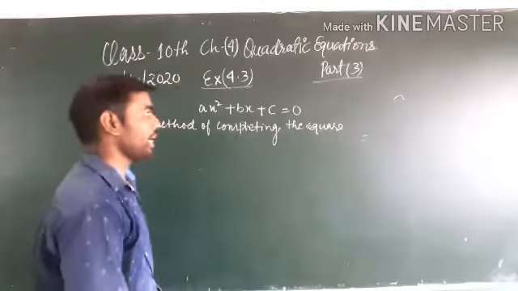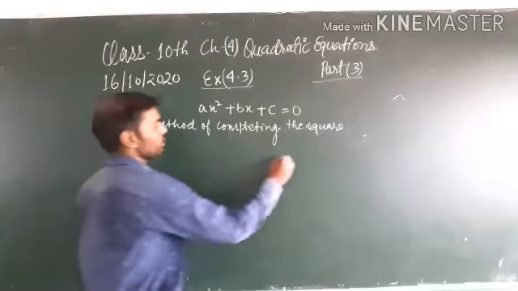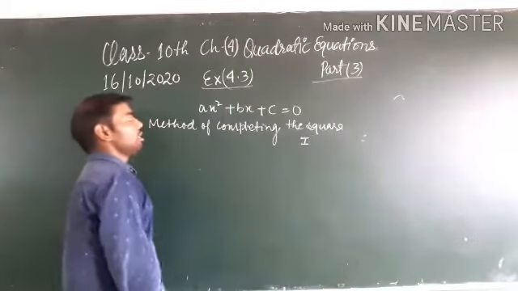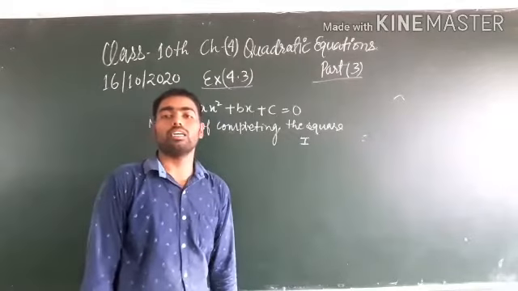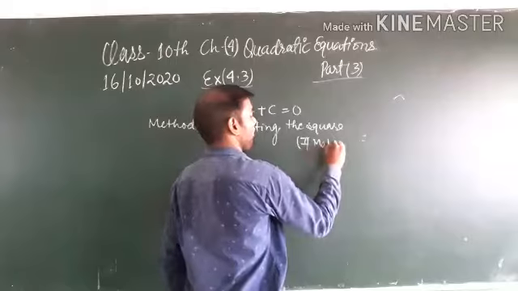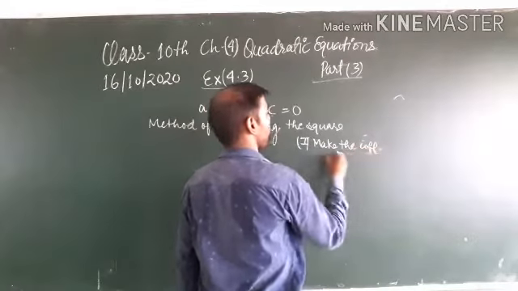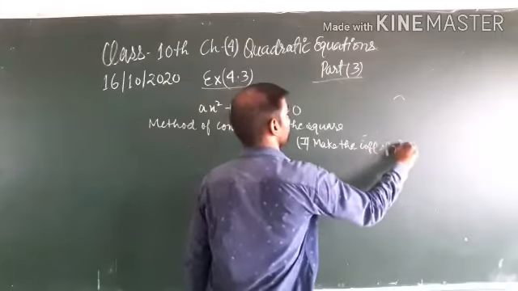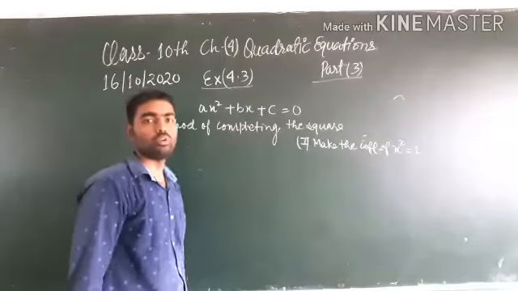There are three steps. The first step is to make the coefficient of x square equal to 1.